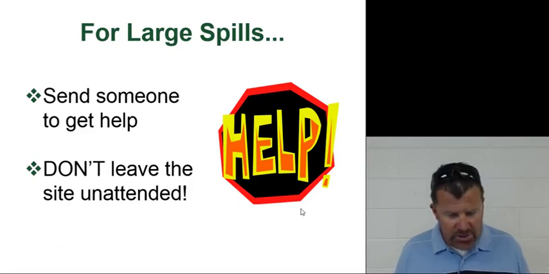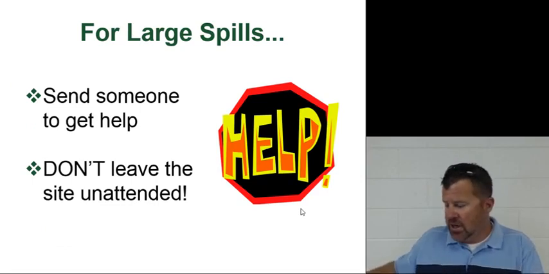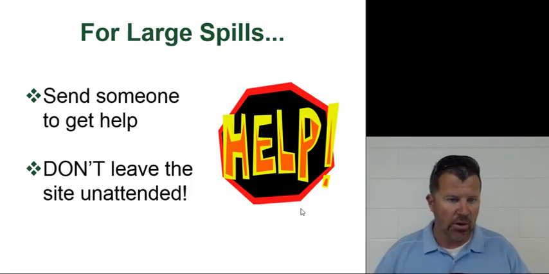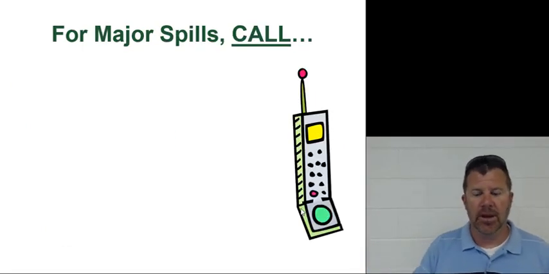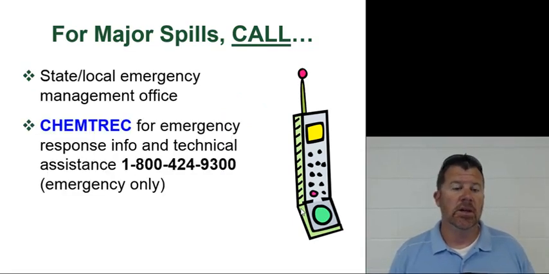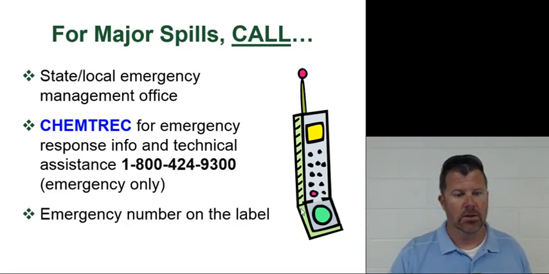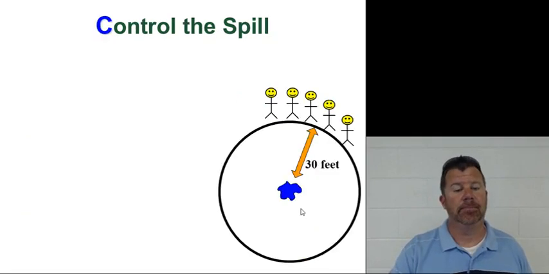Most of the time there's going to be somebody there, especially if it's on a highway. Rubberneckers are always going to stop and look. So flag somebody down. Call for help. Go get me some help. I'm staying here. For major spills, call the state local emergency management office or ChemTrack, 800-424-9300, emergency only, and then the emergency number on the label of the pesticide.